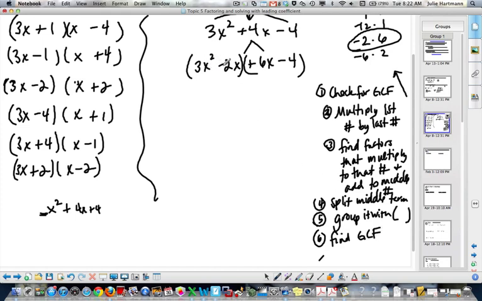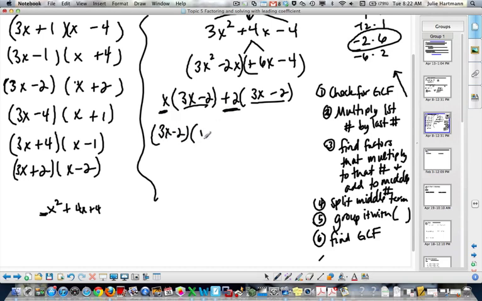Alright, so 3x squared minus 2x. We can take out an x. We're left with 3x minus 2. With 6x and 4, we can take out a plus 2. 6 divided by 2 is 3x. 4 divided by 2 is 2. Now, if you look at both of these, they both have a 3x minus 2. So I'm going to take that out in front. And what's left? x plus 2. So that would be it.